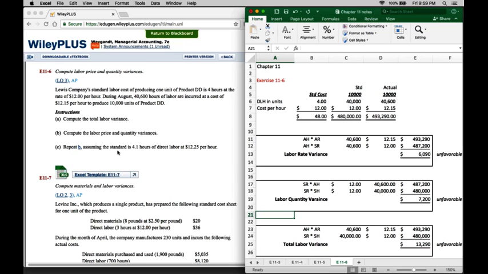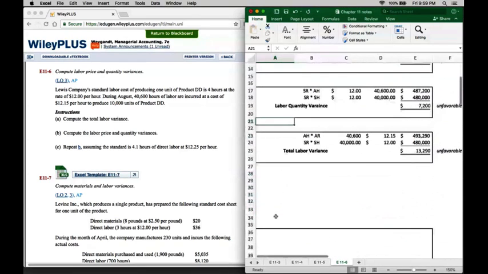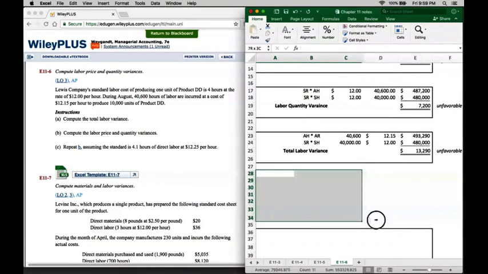Okay, in part C, what have they told you? Assume that the standard is 4.1 hours and direct labor is 12.25. Okay, so we'll use that same information, put that down over here and see what we come up with.